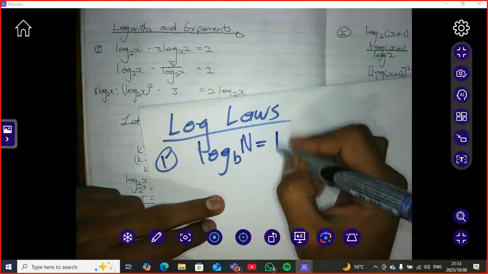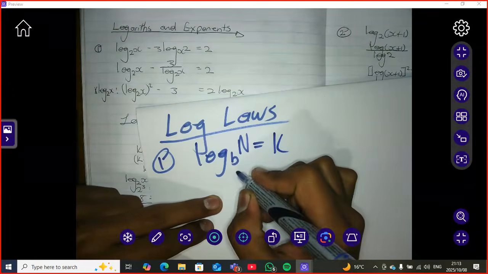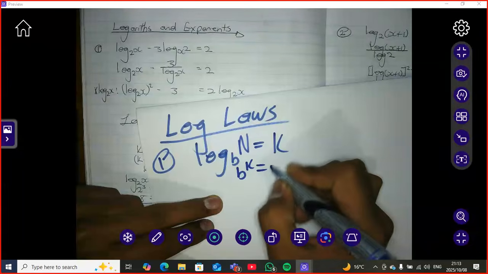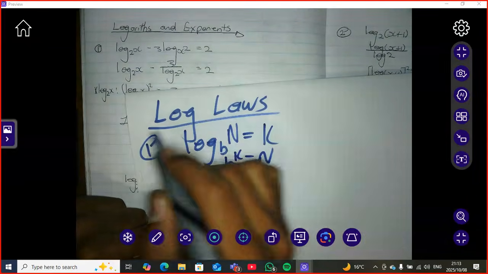log base b of n equals k. b to the power of k equals n. That's how you simplify this.